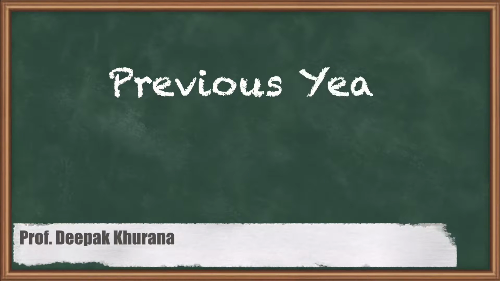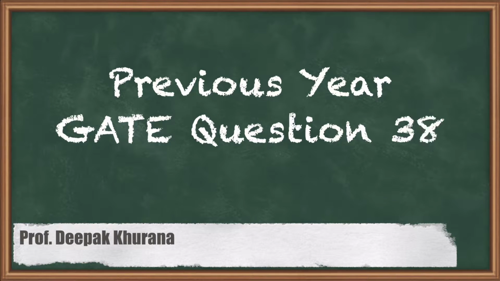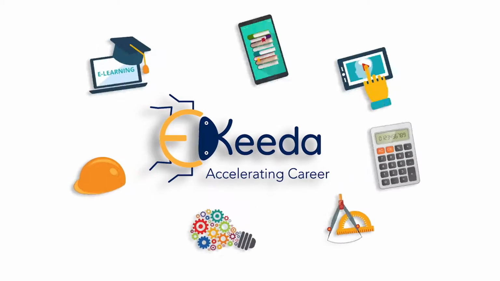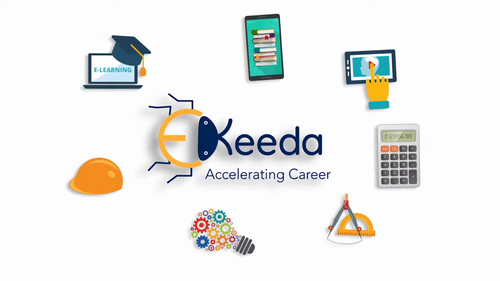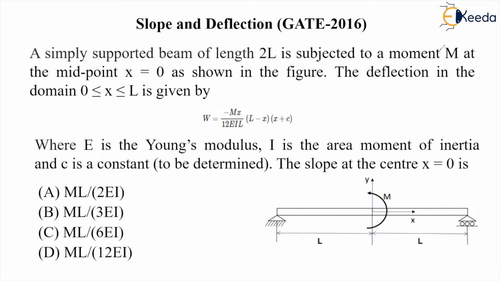Hello students, in this session let us solve a question on slope and deflection. A simply supported beam of length 2L is subjected to a moment m at the midpoint, x equal to 0. The figure is also given to us.